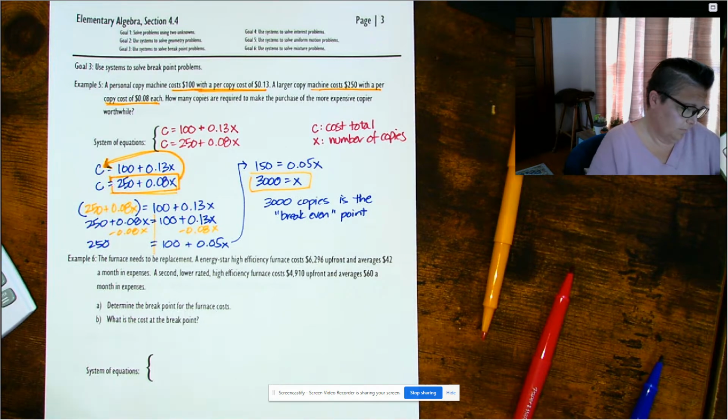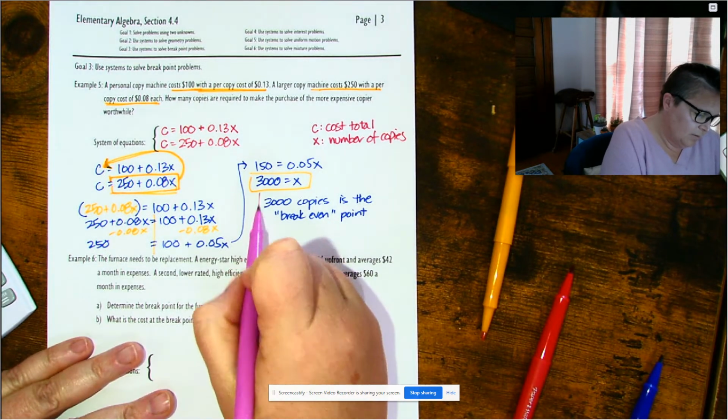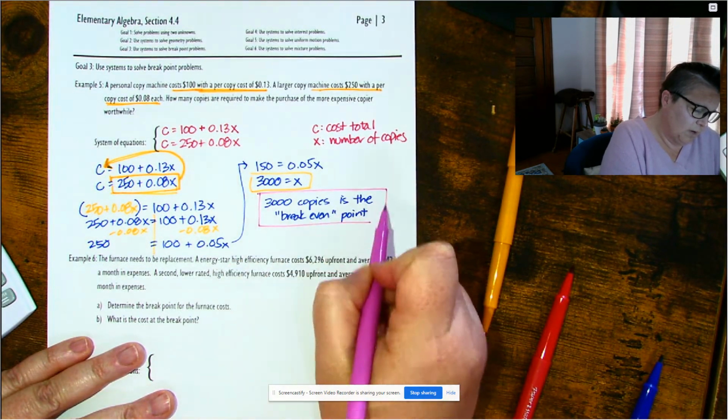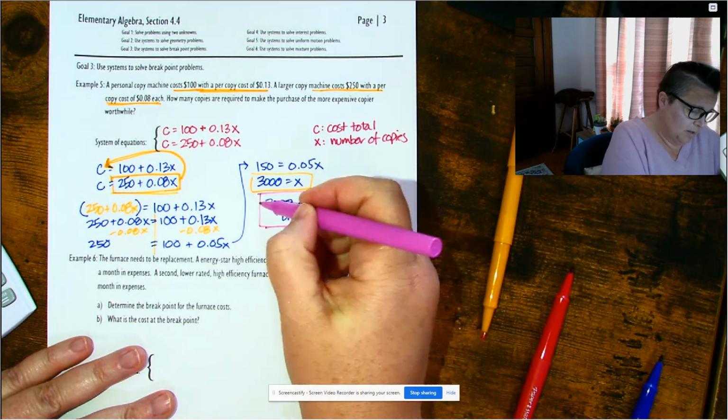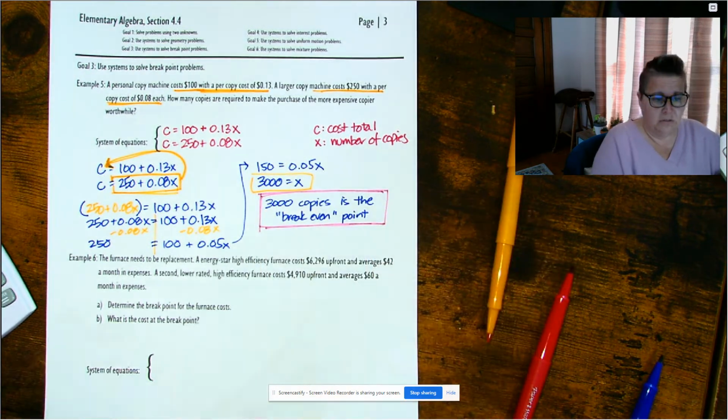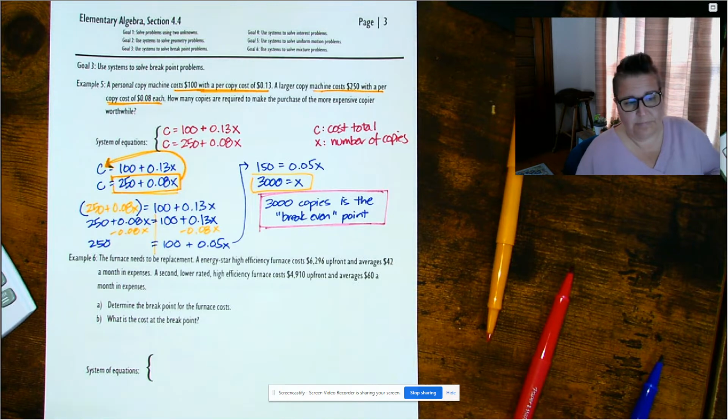Okay. How many copies are required? That's 3,000. That's my break-even point. I'm good. I don't need to go any further. I have answered the question that they asked.